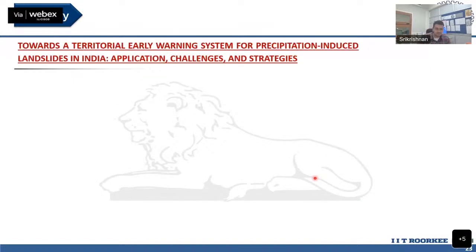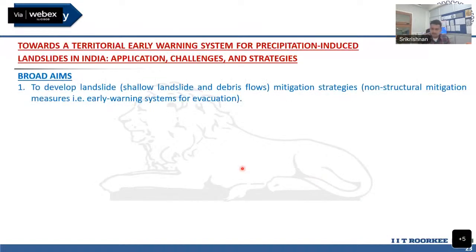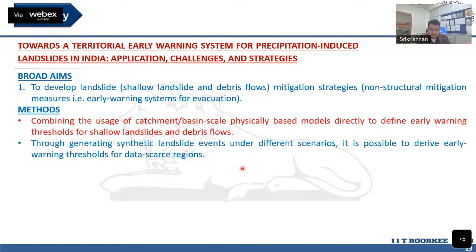So in summary, our aim is to develop a landslide early warning system. Please pay attention to the type: only for shallow landslides and debris flow. This doesn't account for different types of landslides, such as rock failures or rock slope cuts, or the landslides induced by road expansion and all, because those are also common. So combining the usage of catchment or basin scale physically based models, we directly try to define early warning thresholds for shallow landslides and debris flow through generating synthetic landslide events under different scenarios.